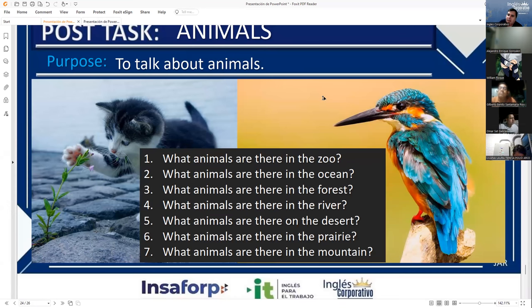Okay, what animals are there in the zoo? And you will tell me, teacher, there aren't any animals in the zoo. The zoo is closed. But teacher, I have the zoo, and there are some animals. In what zoo? It's not the zoo of San Salvador. The older zoo, in San Jacinto. But there are no animals.